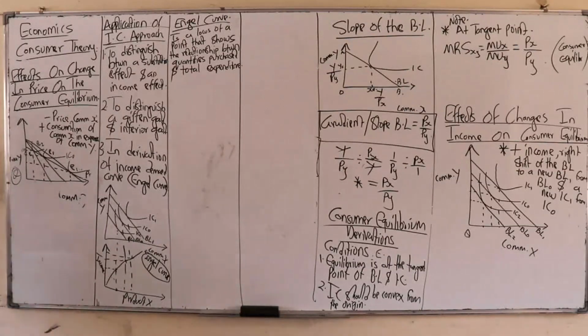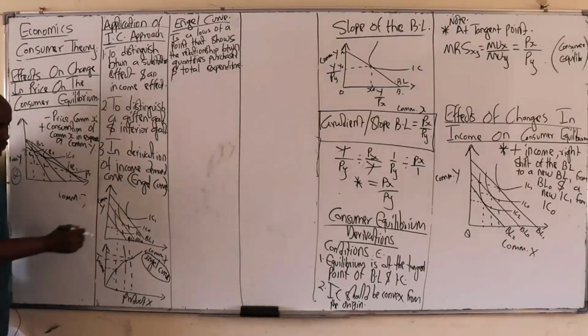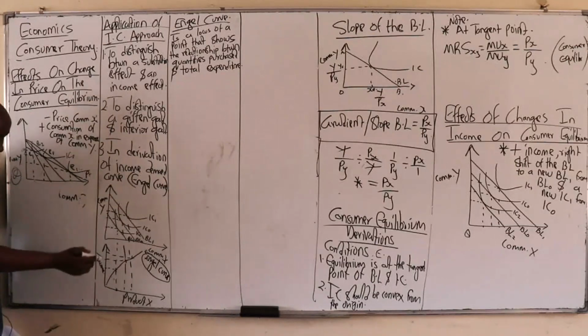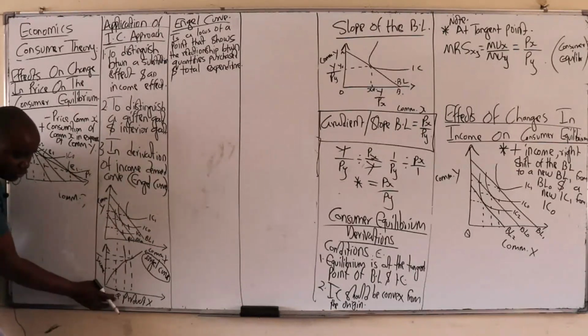Look at this point. We have a small quantity compared to this point. So at this point we have more quantity, larger, then largest. Meaning that even here, the quantity ought to be small, then greater, then greatest.